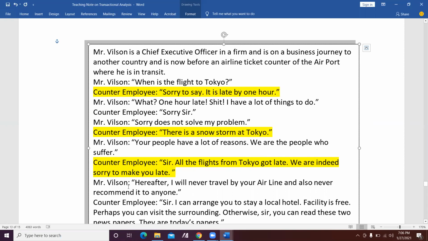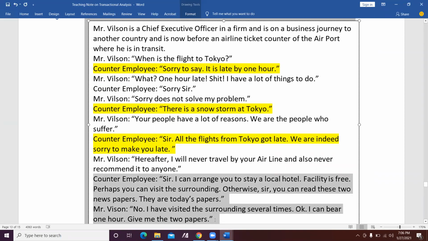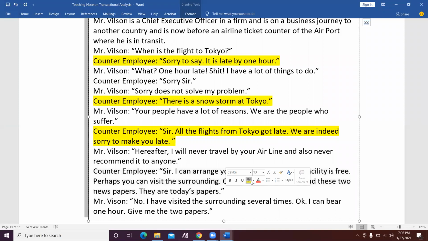Then Mr. Wilson again, rebellious child ego: Hereafter, I will never travel by your airline and also never recommend it to anyone. Again, adult ego response: Sir, I can arrange for you to stay at a local hotel. Facility is free. Perhaps you can visit the surroundings. Otherwise, sir, you can read these 2 newspapers. They are today's papers. Mr. Wilson: No, I have visited the surroundings several times. Okay, I can bear 1 hour. Give me the 2 papers.